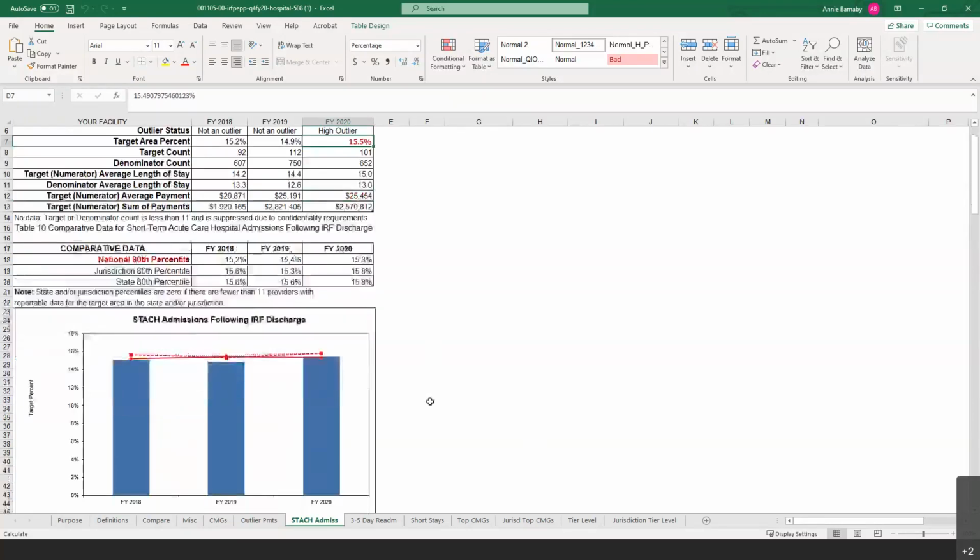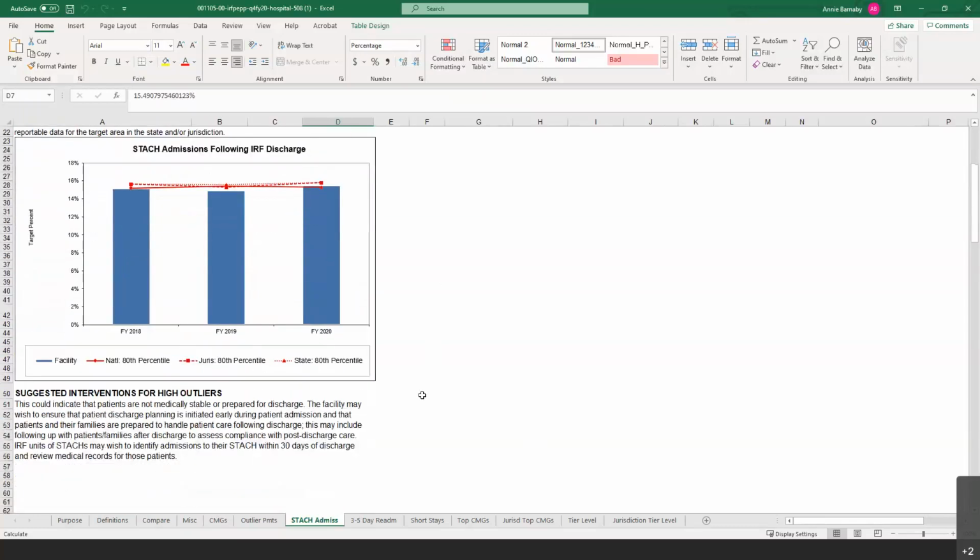And we can see the same information down here. The facility's outcomes, the national percentile, jurisdiction, and state 80th percentile. And we can see right here, it dips just below where the facility landed. We have a high outlier for this target area. We were in that 80th percentile.